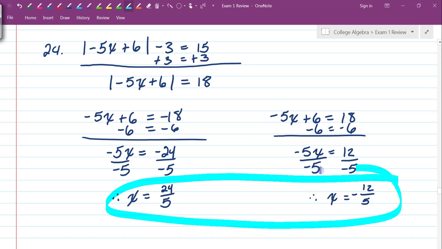Okay, and we could take either one of those values, plug it back in to the original equation, and you will find that it holds true. Okay, let's move on to problem number 25.